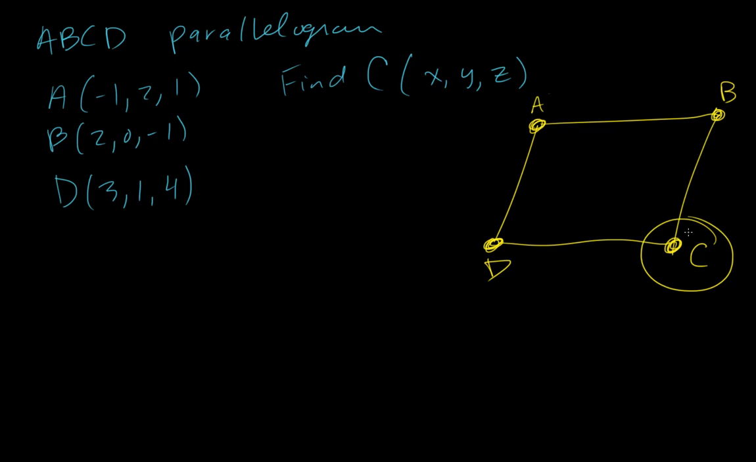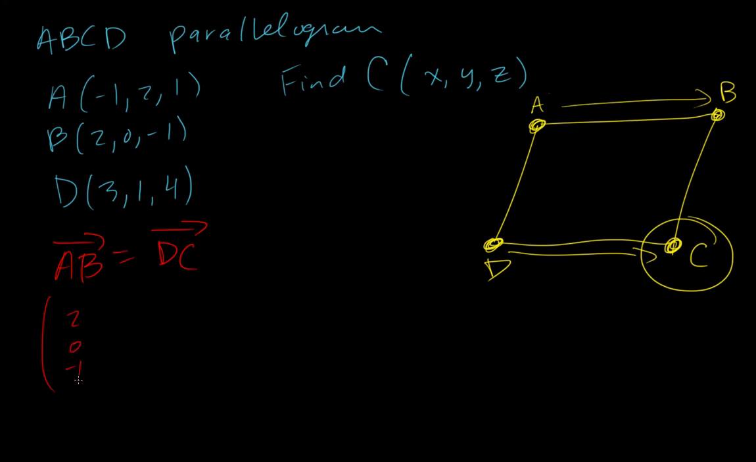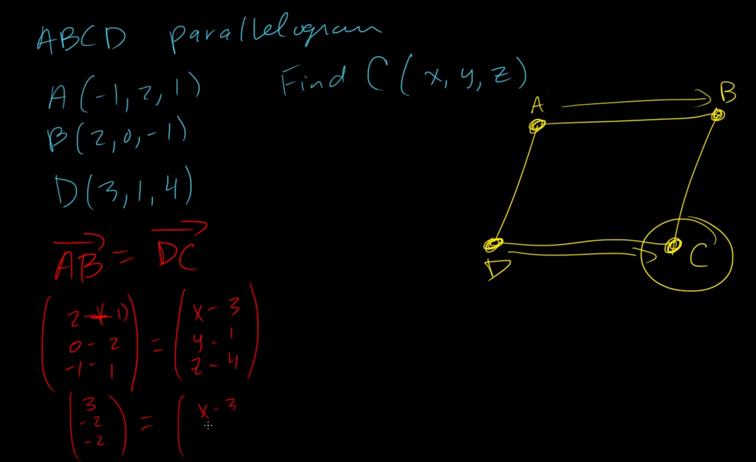And if we look at DC and AB, we know those can represent the same vector. And we know they're going to be equal to each other. So essentially we're saying this. And so AB, we're going to do B minus A. So 2, 0, negative 1, minus negative 1, 2, 1, that's a plus sign, so that's going to leave us with 3, negative 2, negative 2. Now if we set up DC, we're going to say C, which is XYZ, minus D, which is 3, 1, 4, and there's nothing to simplify there.